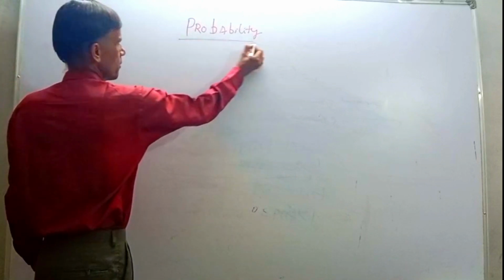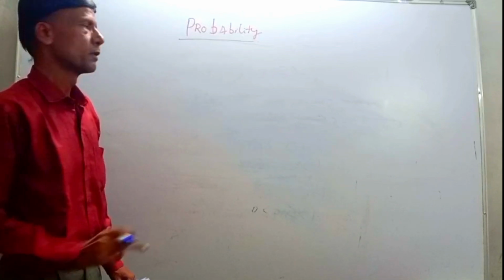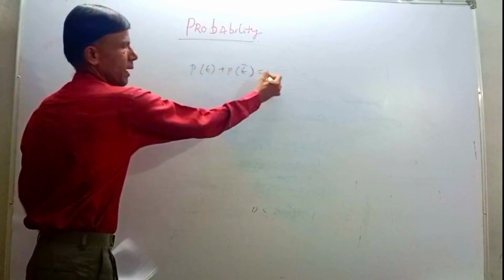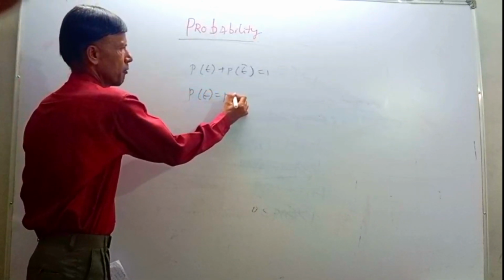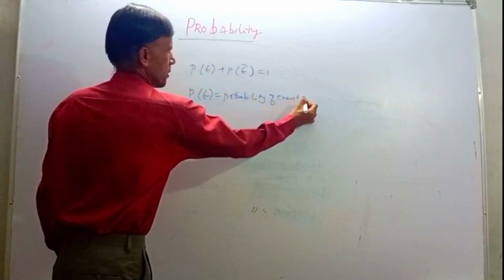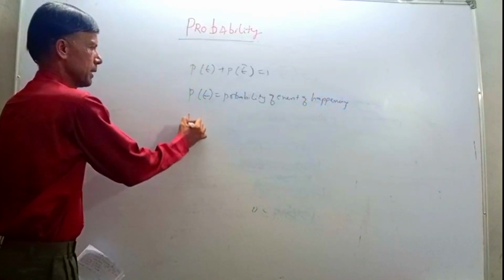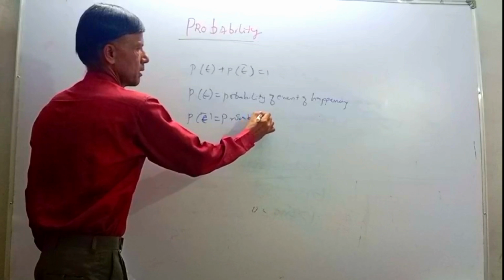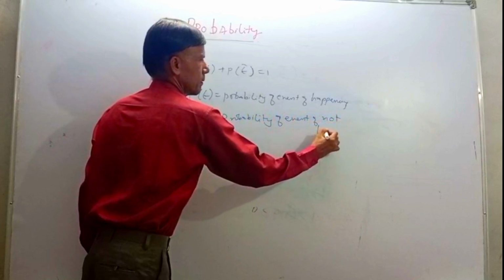Now come to the point. We are starting with probability. We know that there are two basic formulas in probability. One is P(E) plus P(E bar) is equal to 1, where P(E) is the probability of the event happening, and P(E bar) is the probability of the event not happening.